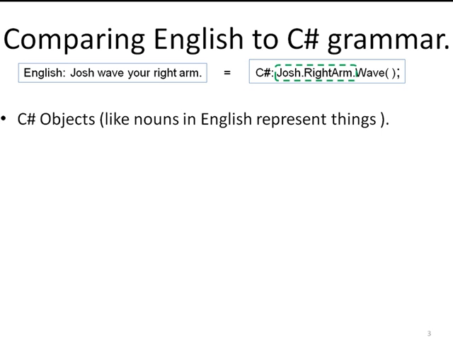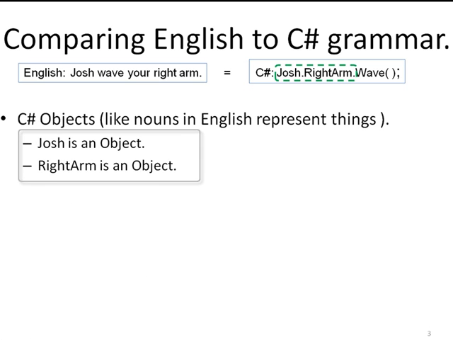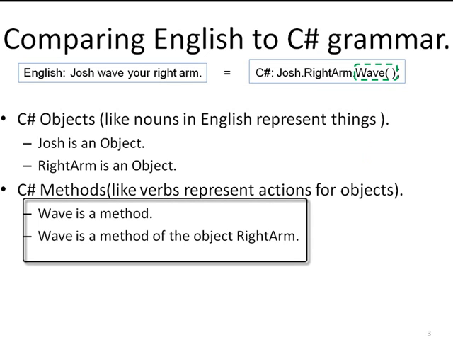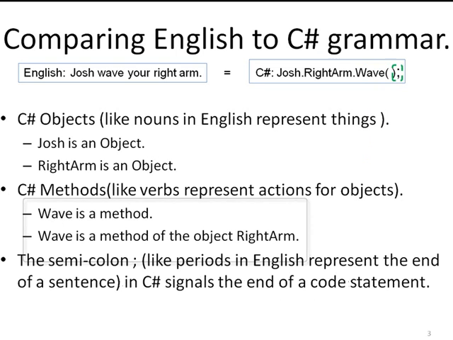C# objects, like nouns in English, represent things. Josh is a thing, right arm is a thing. Next, C# methods, which are like a verb, an action, represent actions for an object. In this case, wave is an action of the right arm, not of Josh, but of the right arm. The semicolon, like the period in the English language, represents the end of the statement, just like the period in English represents the end of the sentence.